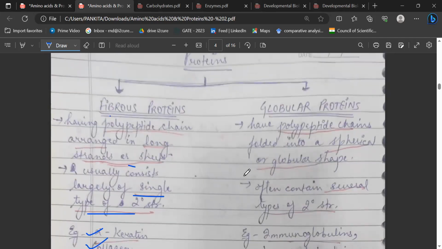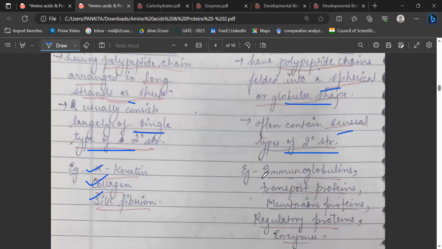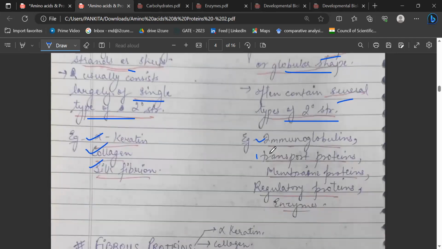Whereas if we talk about globular proteins, they have polypeptide chains and they are folded into spherical or globular shape, and they might have different types of secondary structure, or else they have subunits. For example, the examples of globular protein are immunoglobulins, transport proteins, membrane proteins, regulatory proteins, or certain enzymes.